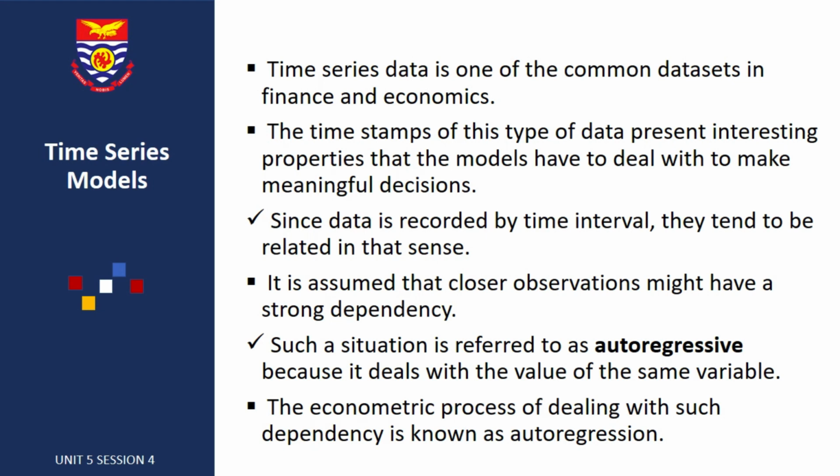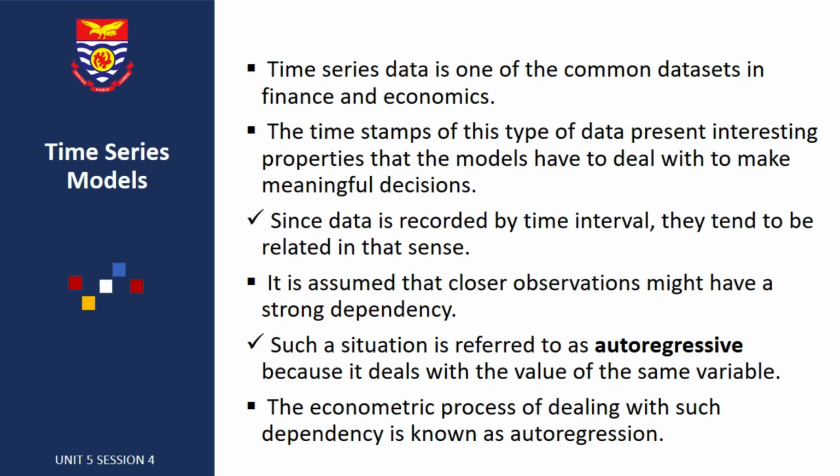So we are saying that with time series, because the data is gathered over time, time always plays a key factor in the data being collected. It is assumed that the closer observations might have a strong dependency. So the frequency, that is how close the observations are, or the frequency with which the data is being collected, also has some influence on the dependency in the time series data. Such a situation is referred to as autoregressive because it deals with the value of the same variable. The econometric process of dealing with such dependency is what we know as autoregression.